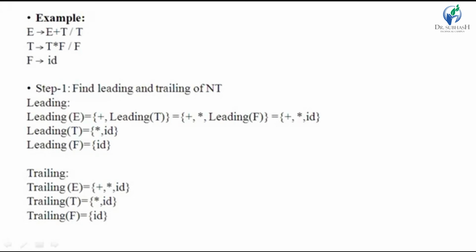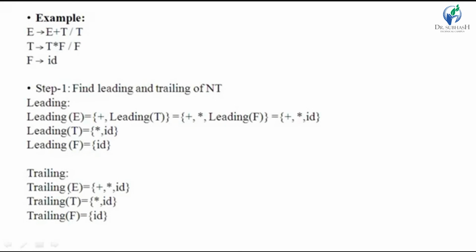So put plus, and another product is non-terminal. So again repeat this procedure. So plus, comma, leading of T. For T, first terminal is star, then other product of T is F. So plus as it is, then leading of T is star, comma, leading of F. Leading of F, first terminal ID. So leading of E is plus, star and ID. Thus you can find leading of T and F. So leading of T is star and ID. Leading of F is ID.